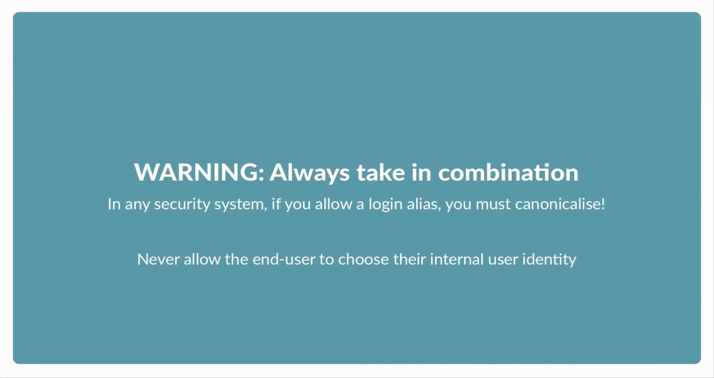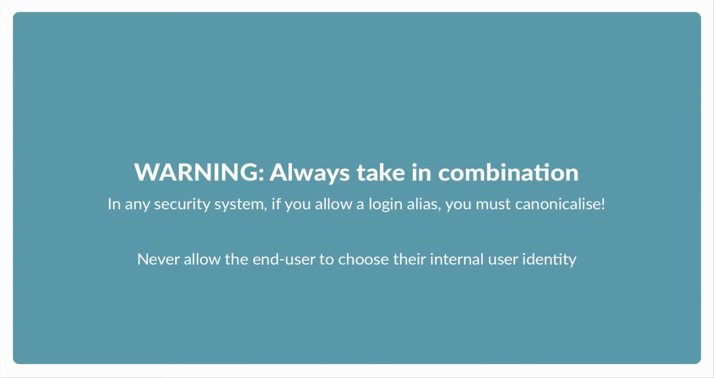So here's my warning, it should be on the side of the packet of Kerberos pills: always take in combination. I've given this warning to developers, particularly to our FreeIPA friends and others. If you have to allow login aliases, you really should require canonicalize. And with any system like that, you just don't allow the end user to choose their own internal identity. I mean, even for basic human decency reasons, people's names change. So ideally, you should have their identity being a number that's not a problem to change everywhere. But if it is to be a string name, just make sure that it always becomes that name, at least in the realm of what the attacker can do. So that's my big warning to others from all this.